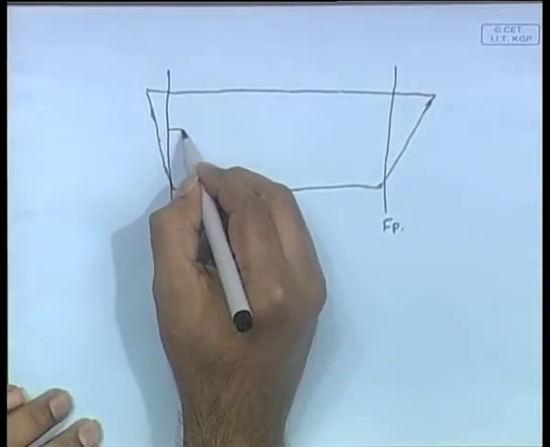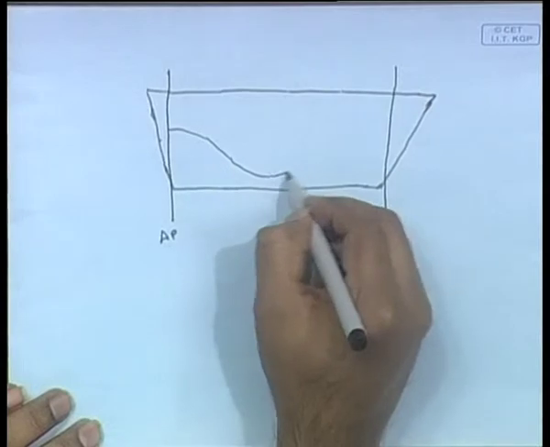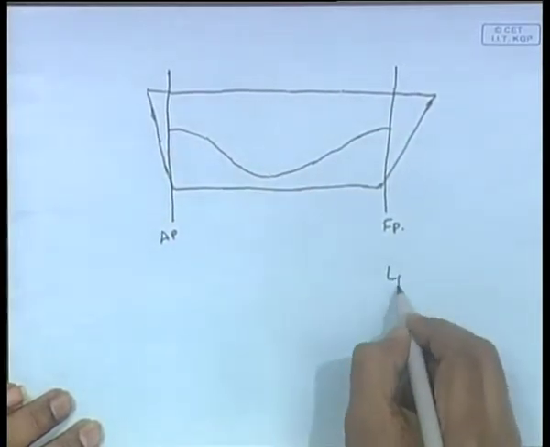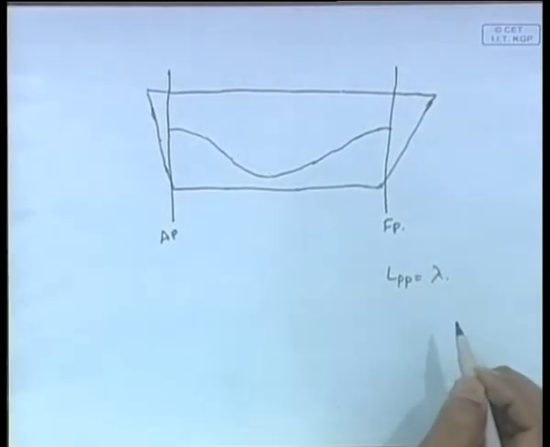So, we are again going to consider a sagging wave, that means you will have the trough of the wave at the midship. What that implies is, we will first set one crest of the wave at the aft perpendicular, the wave will proceed, the center of the trough will come at the midship, and the next crest of the wave will come at the forward perpendicular. So, like this. And so the length between perpendiculars is equal to lambda, the wavelength of the wave.